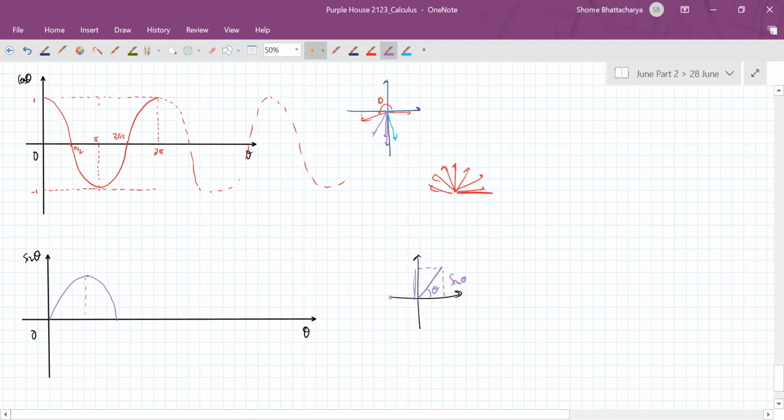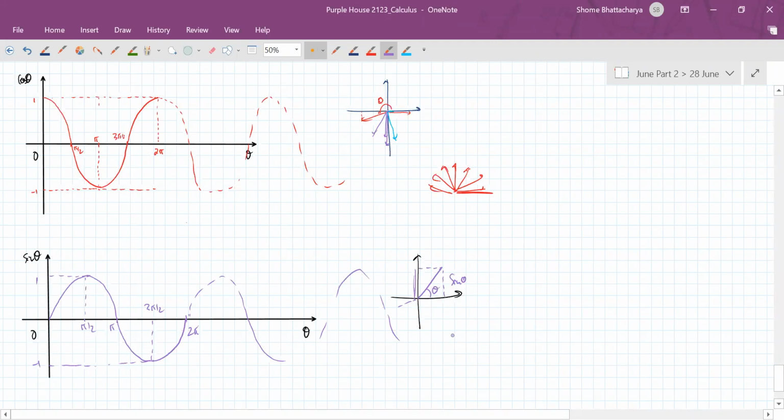Then as you go from 180 in the third quadrant, that's when sine theta becomes negative. It goes to -1 as you reach 3 pi by 2. And then in the final quadrant it comes back to 0. And likewise, it repeats itself after this. From here onwards, it's a continuously repetitive graph like this.